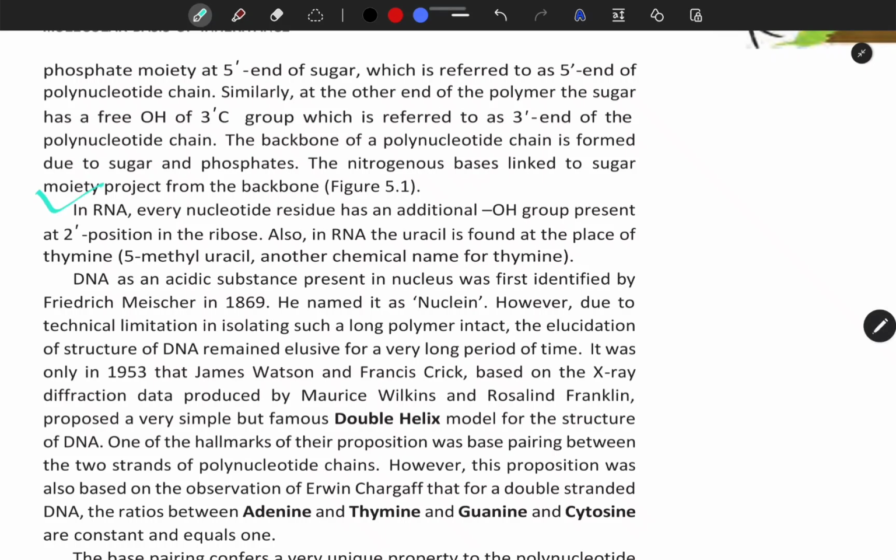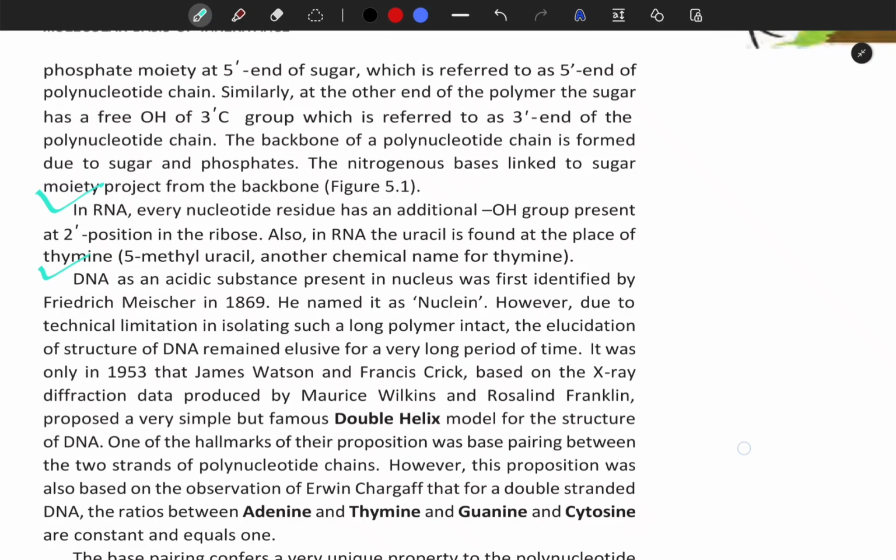In RNA, every nucleotide residue has an additional OH group present at the 2' position in the ribose. Also, in RNA, uracil is found at the place of thymine, that is 5-methyl uracil, another chemical name for thymine. DNA, as an acidic substance present in the nucleus, was first identified by Friedrich Miescher in 1869. He named it nuclein. However, due to technical limitations in isolating such a long polymer intact, the elucidation of the structure of DNA remained elusive for a very long period of time.